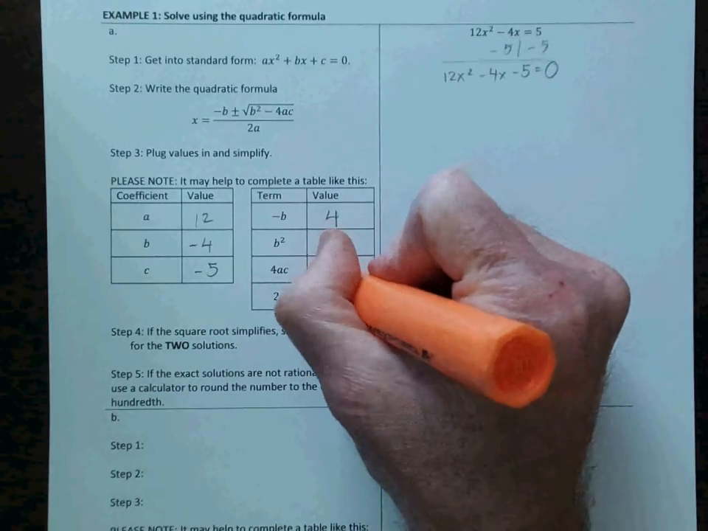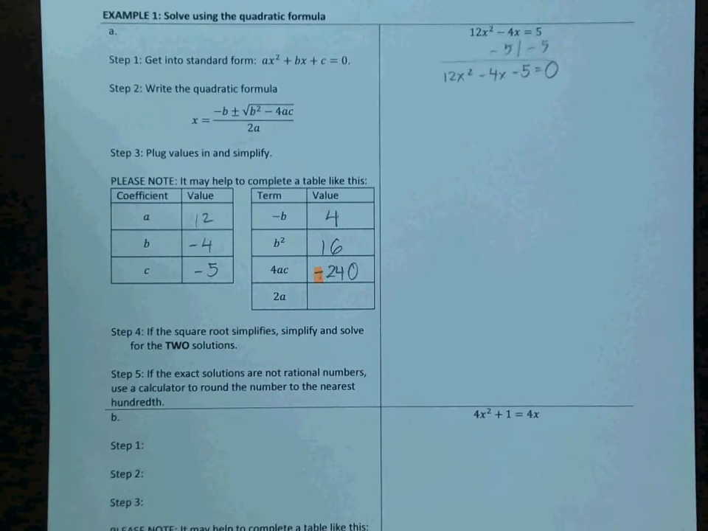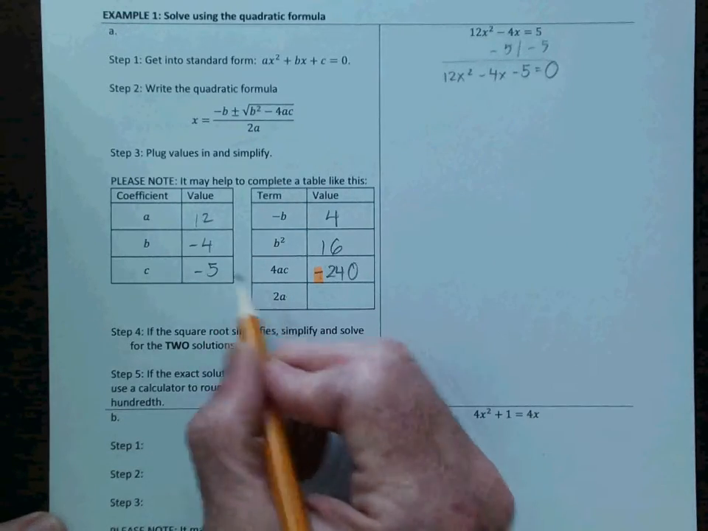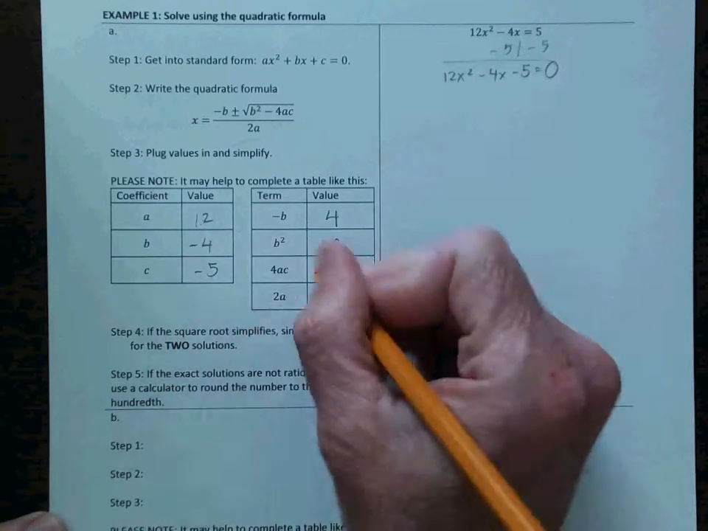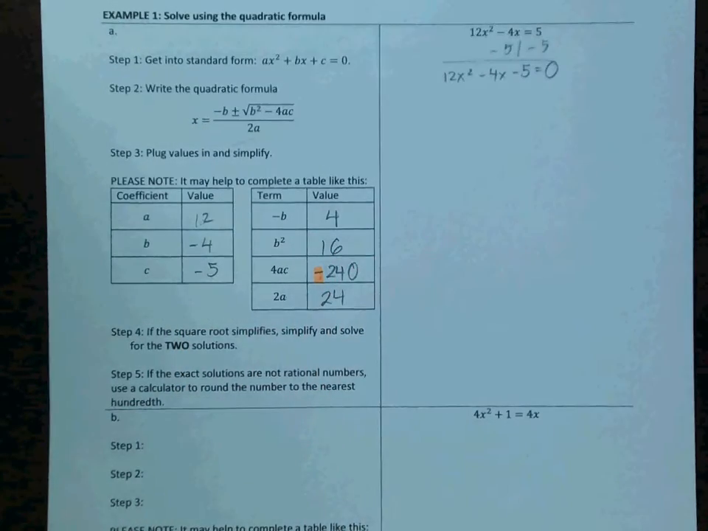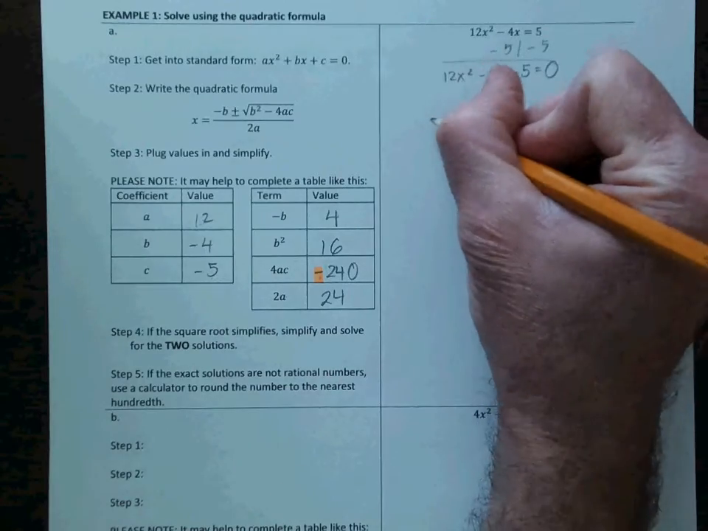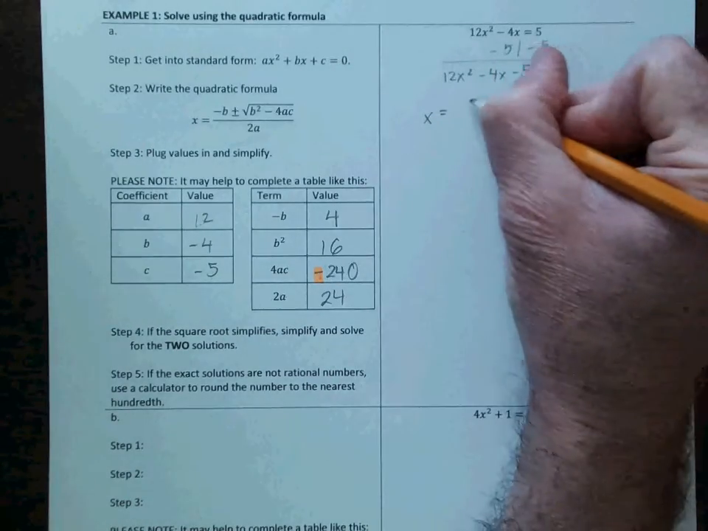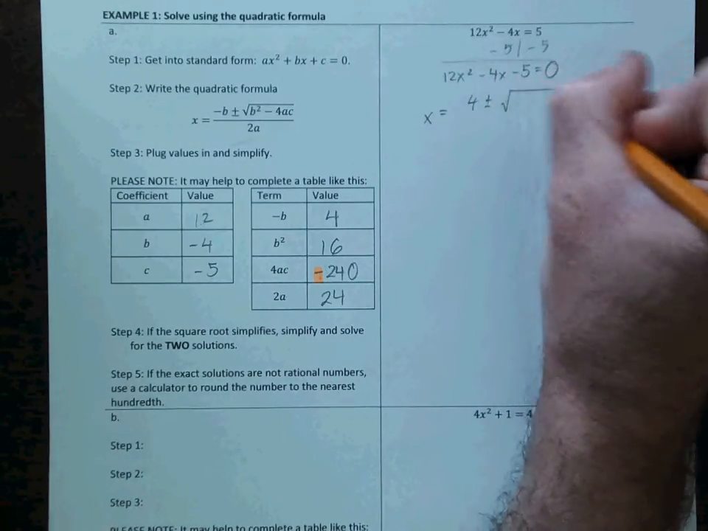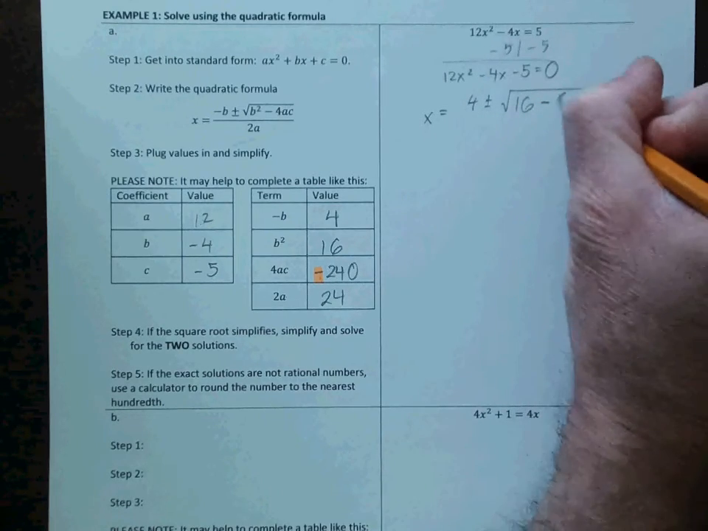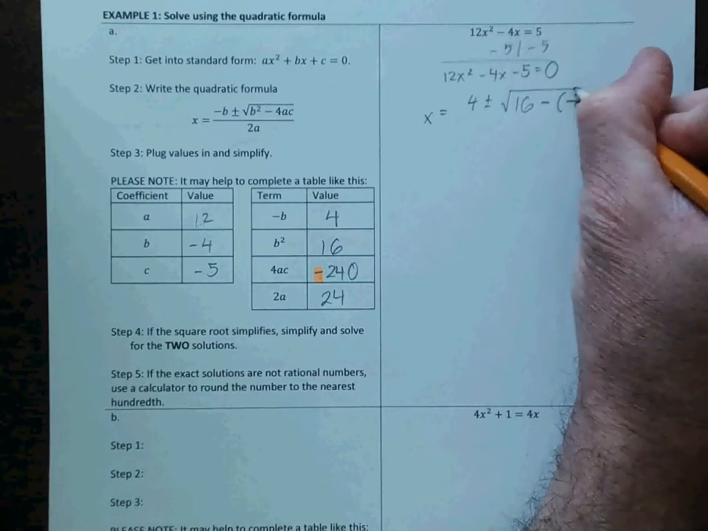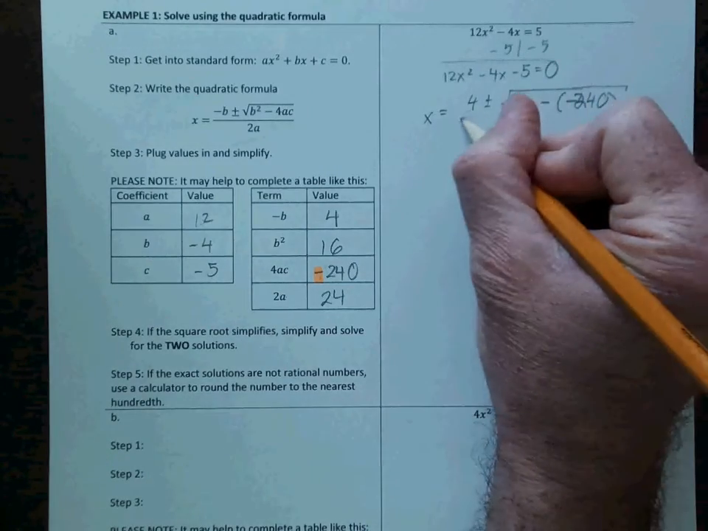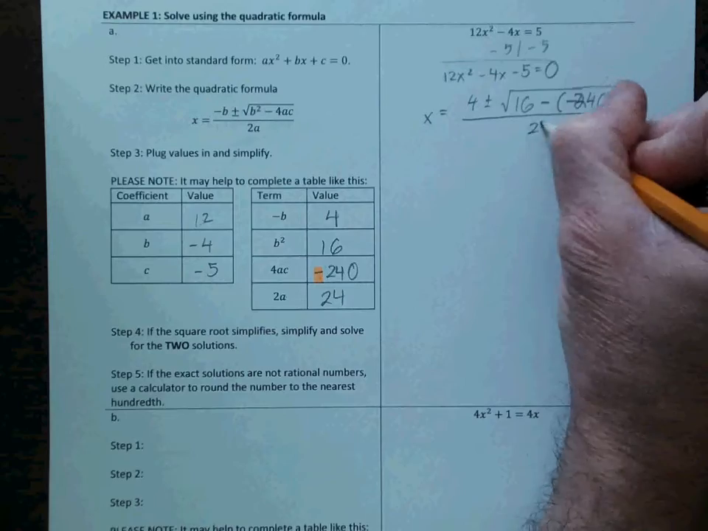That's a common mistake that students make. And then 2a, be careful here. 2 times negative, don't do 2c. 2a, 2 times 12 is 24. Okay, so now, plugging in, x equals the opposite of b plus or minus the square root of b squared minus 4ac. So minus a negative 240 all over 24.